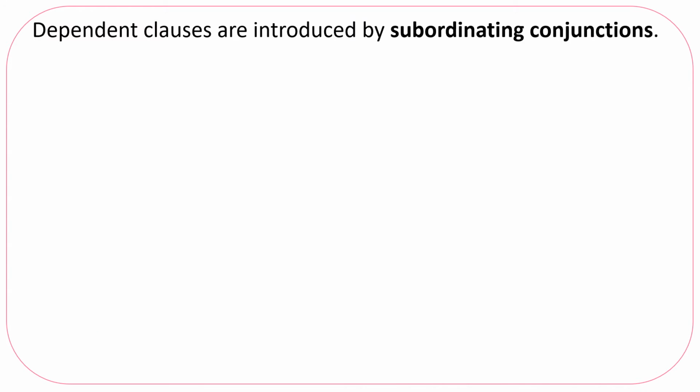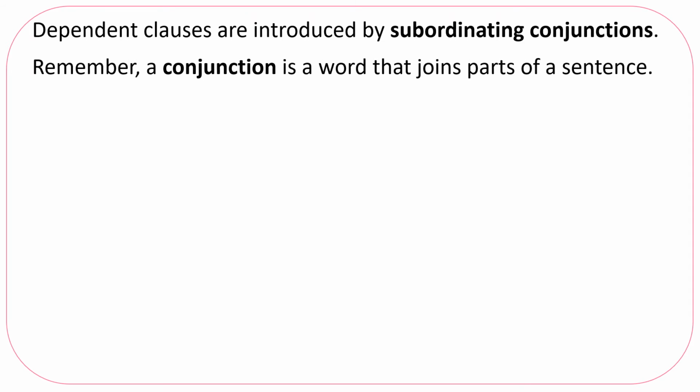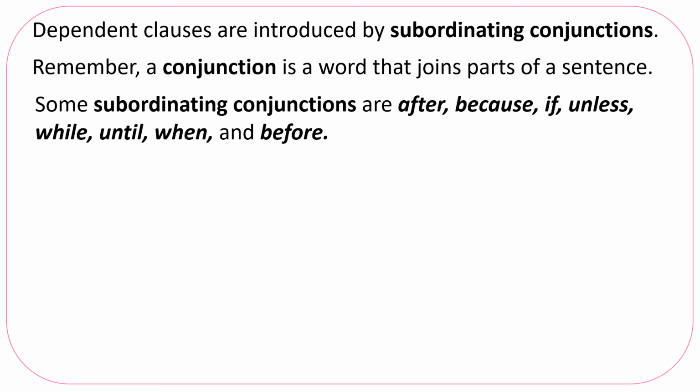Dependent clauses are introduced by subordinating conjunctions. Remember, a conjunction is a word that joins parts of a sentence. Some subordinating conjunctions are after, because, if, unless, while, until, when, and before.